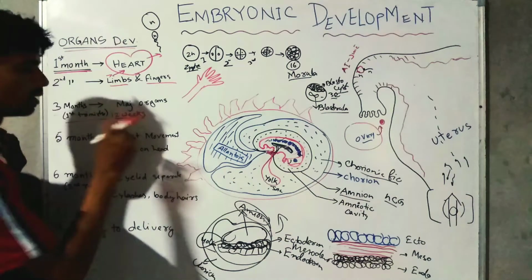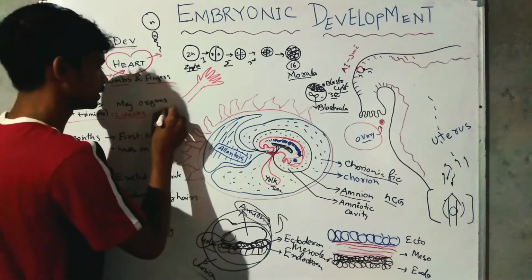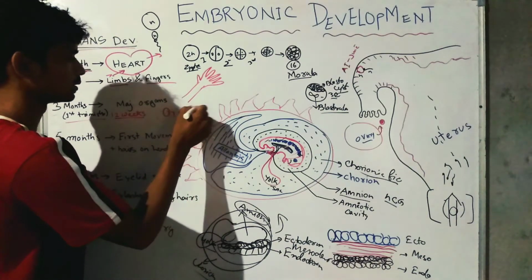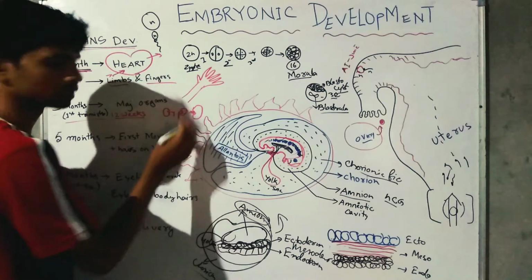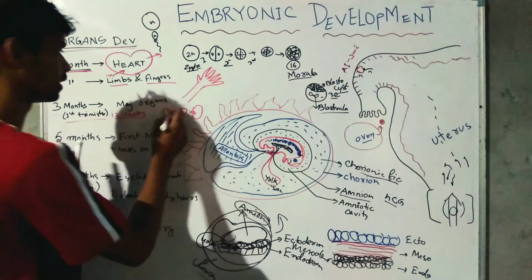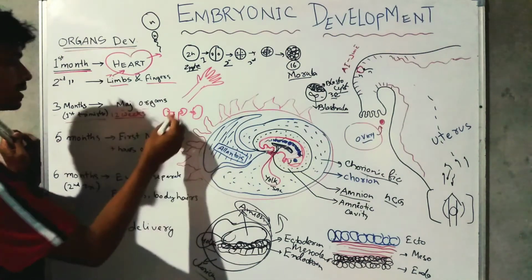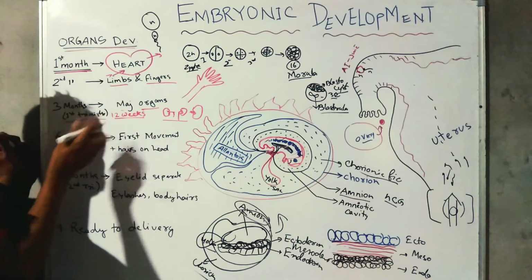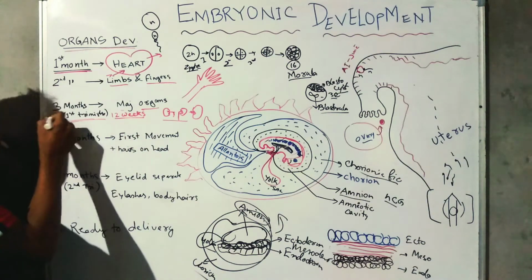Very important medical term: first trimester. Major organs like your kidney, then comes your lungs, then your other organs like spleen, liver. These are the major organs that are formed. Pancreas, these are all formed by the end of the first trimester. At the end of 3 months.